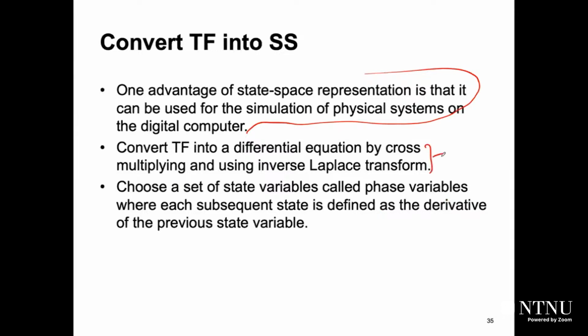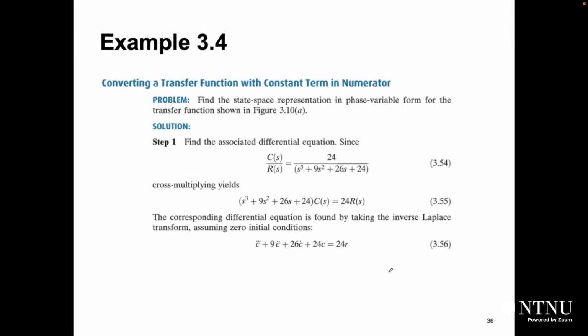If you have a transfer function like G of s, which is the output Y of s divided by the input U of s, and it equals something, you just need to cross multiply and get Y of s. After that, apply inverse Laplace transform to build the differential equation, the solution, which is y of t. Choose a set of state variables called phase variables, where each subsequent state is defined as the derivative of the previous state variable. And it's easy. So now we can take another example.